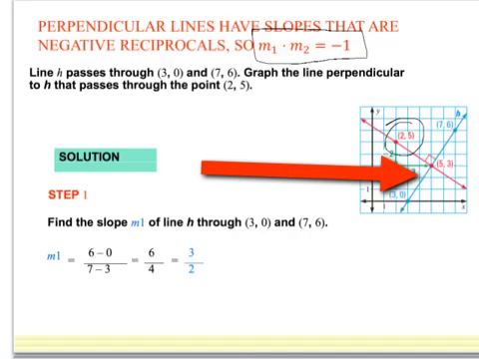The first thing we want to do is find the slope for the blue line. So we have 6 minus 0 equal to 6 for the difference in the y-coordinates, and 7 minus 3, which equals 4, that's our denominator for the difference of the x-coordinates. Reducing this fraction, we get a slope of 3/2 for line H, or the blue line.